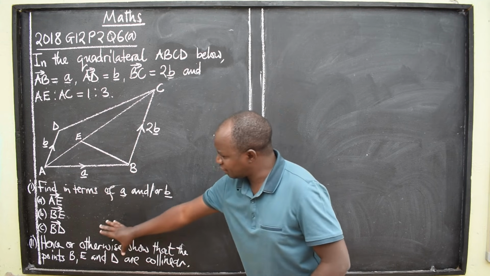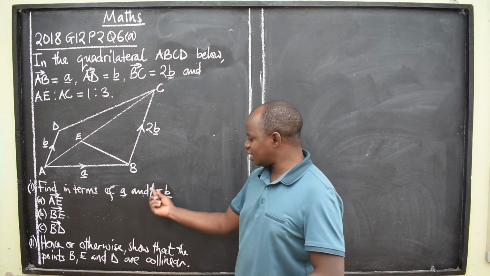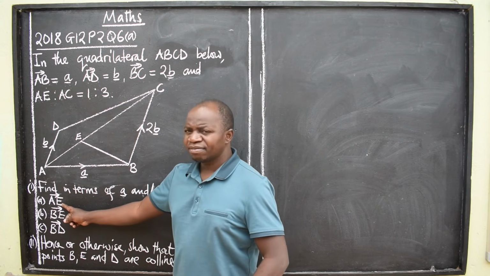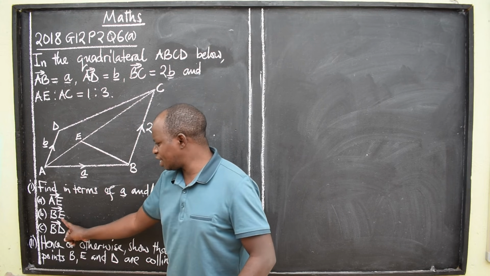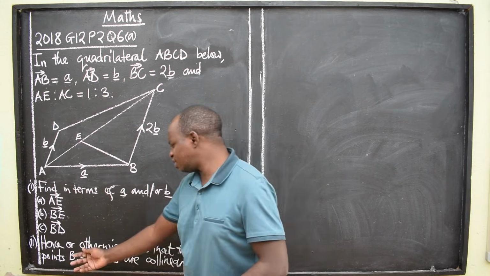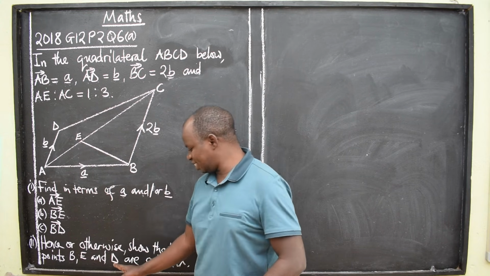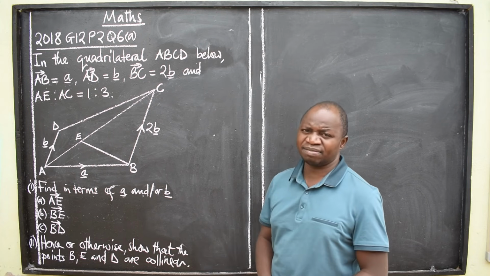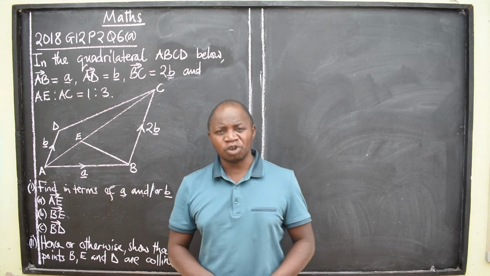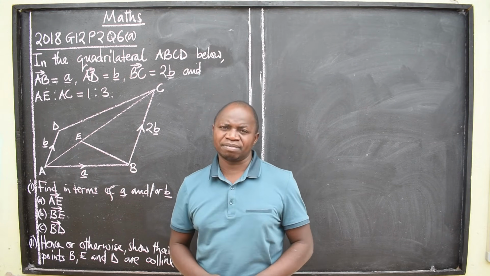Now we have questions here. The first part says, find in terms of A and/or B, the vector AE. We also have BE, BD. Then the last part says, hence or otherwise, show that the points B, E and D are collinear. Okay? So the question, ladies and gentlemen, is coming from a topic called vectors in two dimensions.